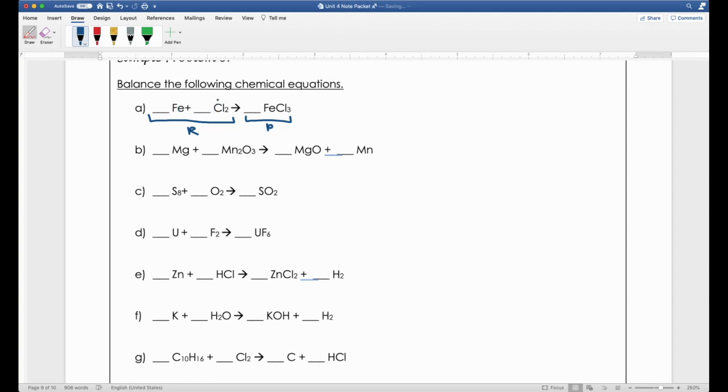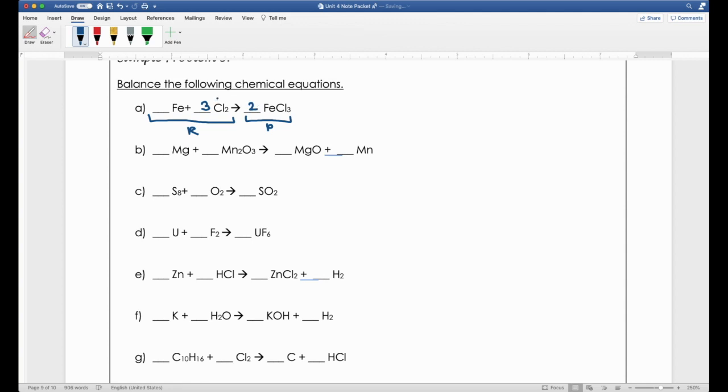And let's go to the second element here. I have 2 chlorine atoms going in, and I have 3 chlorine atoms on my product side coming out. So that is not balanced. We need to find the least common multiple of 2 and 3, which we already determined in that last problem was 6. So how many groups of 2 gives me 6? 3. And how many groups of 3 gives me 6? You should find 2. So chlorines are now balanced.